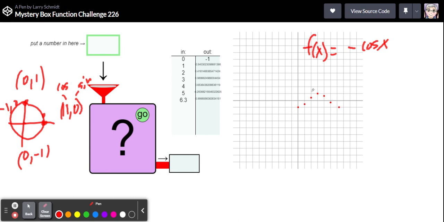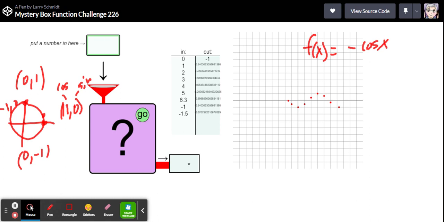Let's just double check the other side, the negative values, and see how those look. So I'm going to put in a -1. Okay, that looks like it should. How about a -1.5 for approximating negative pi over 2? We'd expect that to be at 0, and that's pretty much at 0. Okay, so I think we've got this. I think this is the cosine function. It's just been reflected over the x-axis with this negative sign.